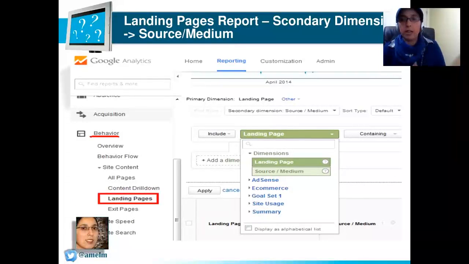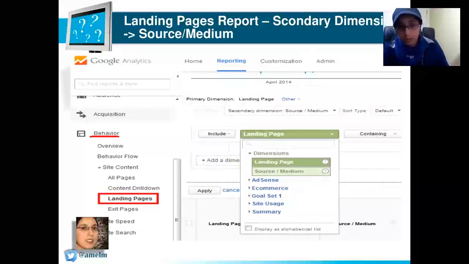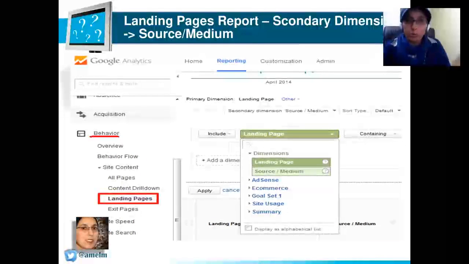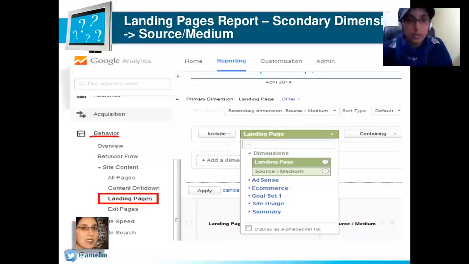The first thing, as I said, is to go to your Google Analytics, then go to the behavior report in the left side menu, and then click on landing pages. When you're there, that's what you see, as you can see here in this small window on the slide.